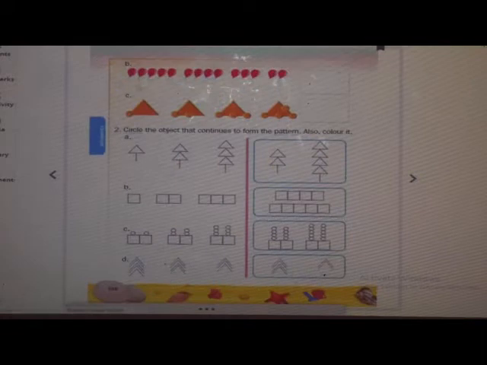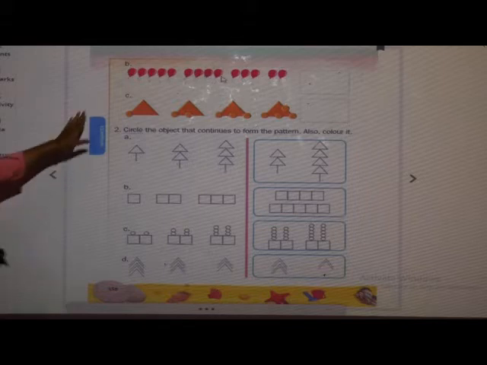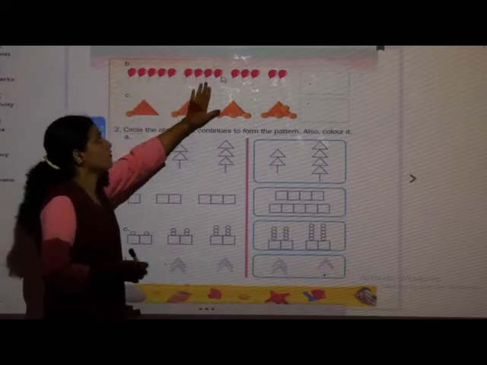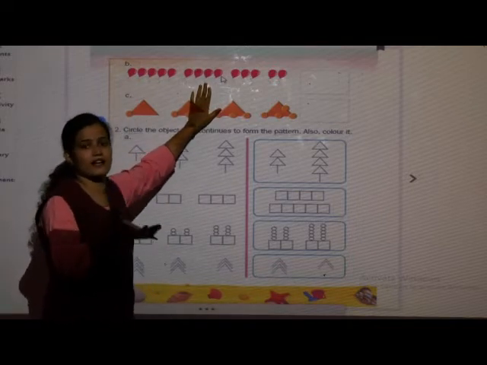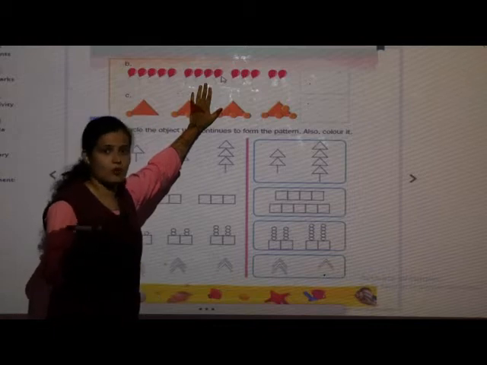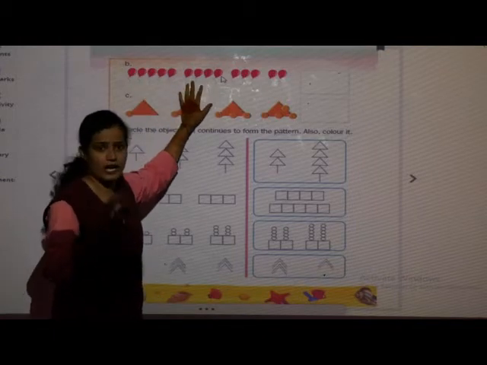Okay, now next. See, now here how many balloons are there? Let us count. 1, 2, 3, 4, 5. 5 balloons. Then here how many balloons are there? 1, 2, 3, 4. See, here 5 are there and here 4 is there. So is one increased or decreased? कम हुआ है या ज़्यादा हुआ है? कम हुआ है. 5 में से एक को निकाला, 4.